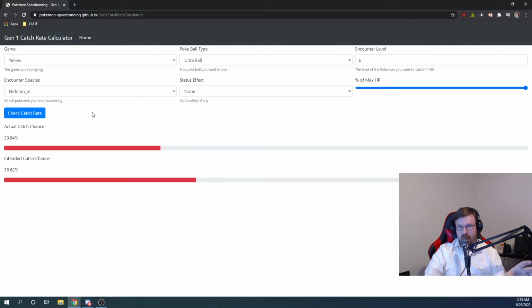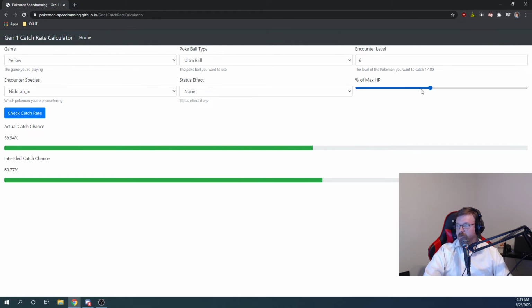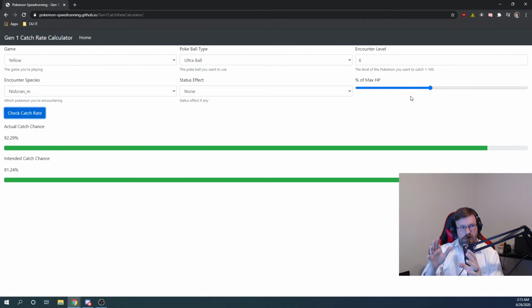not catching the Pokemon. But this is a variable. It changes based on some of the other math that happens before you throw the Ultra Ball. So you can see if you move the HPs around, for instance here, we're at a little bit less than half of the max HP. And in this scenario, with the same Ultra Ball, we are actually getting a higher than intended chance of catching the Nidoran male. So it's not strictly that this behavior always makes catch chances worse.